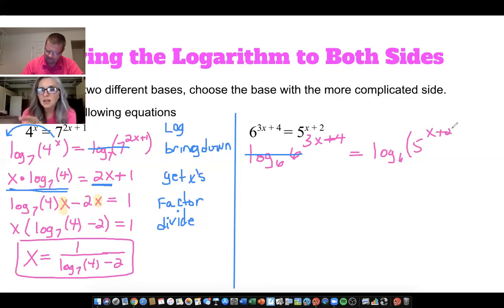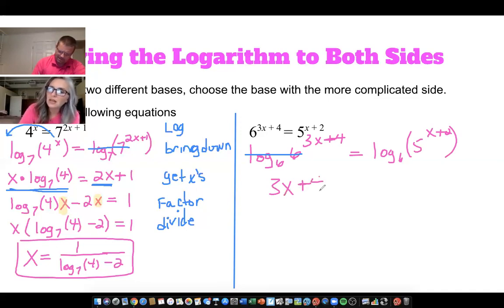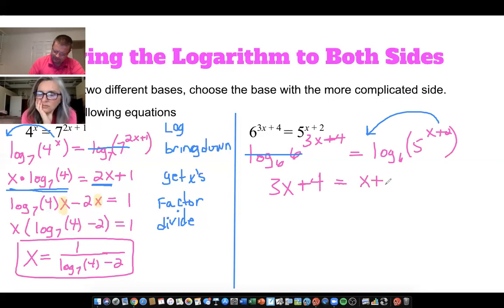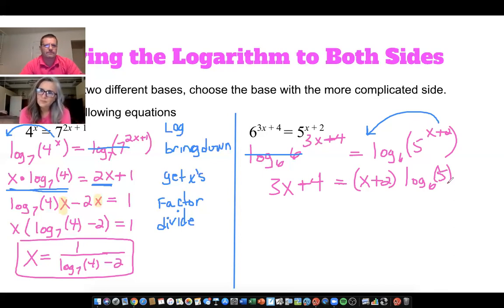Okay, so that was the log part. All I have left now is 3x plus 4, and we have to do the bring down part. So I'm going to have x plus 2, and watch yourself here, that times an icky decimal. We actually have an extra step in this problem. Why? Because of that plus 2. I'm going to have to distribute log 6 of 5. So I'm going to have 3x plus 4.